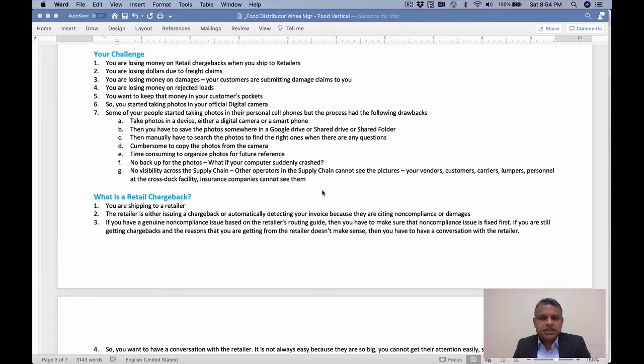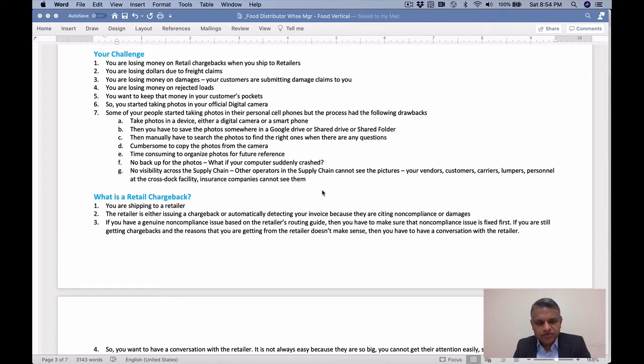So what did you do? You started taking photos with your digital camera. That's what many people are doing. They take pictures with their digital camera, or they take pictures using their smartphone, and then they manually transfer them to Google Drive or a shared drive, a SharePoint folder, and then there are 2-3 people sitting there organizing that every day, copying and pasting pictures into Word documents, and adding purchase order numbers, sales order numbers, all manually. There are 2-3 people working full time doing that, right?